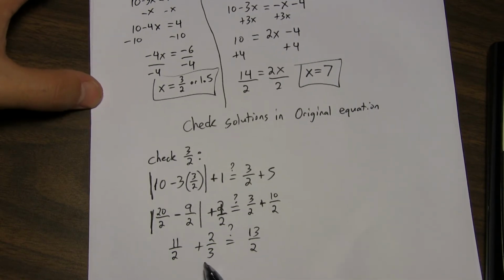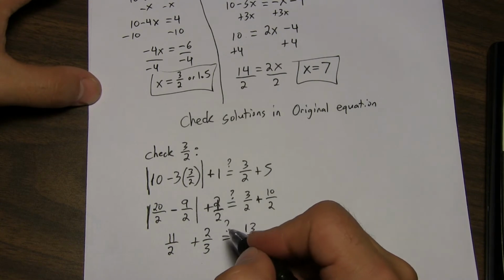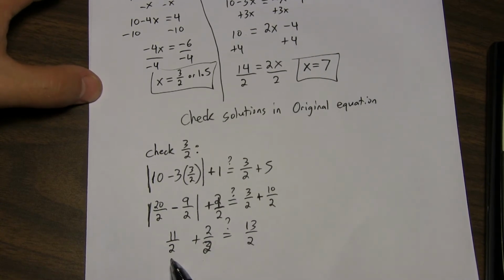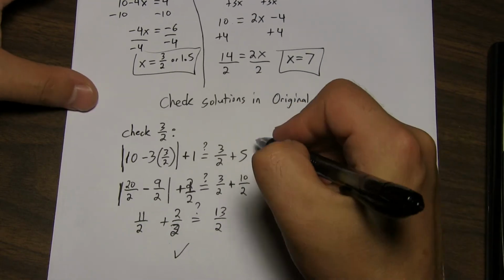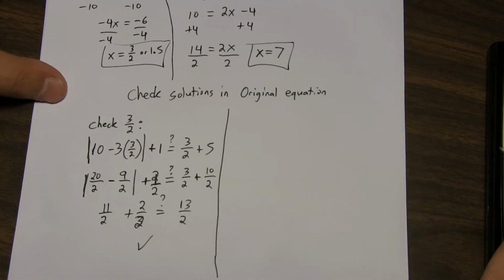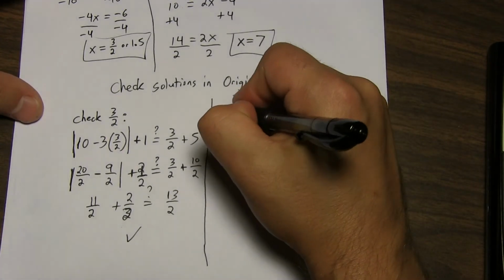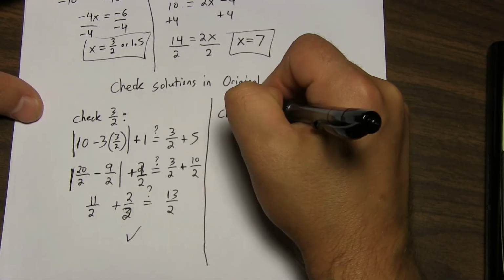And since 11/2 plus 2/2 is 13/2, that solution checks out. 3/2 works. Let's check the other solution. Let's check if 7 works. It will certainly be easier to plug in than 3/2.